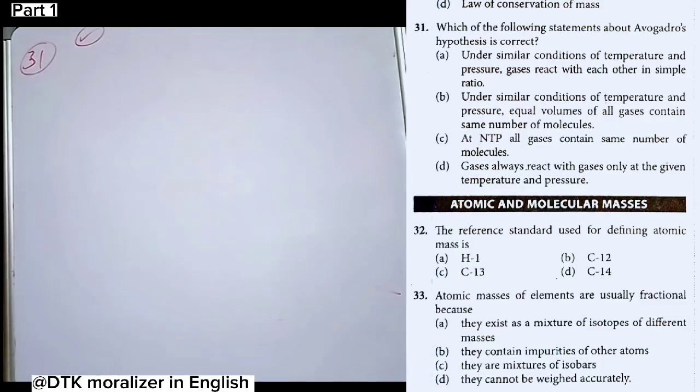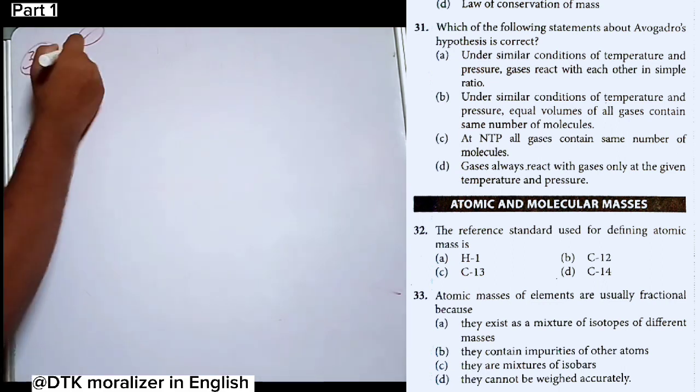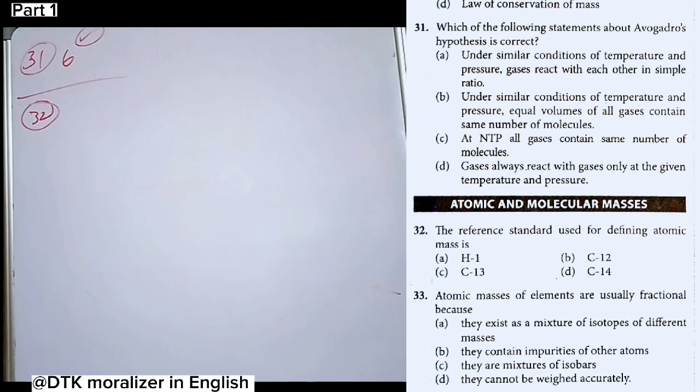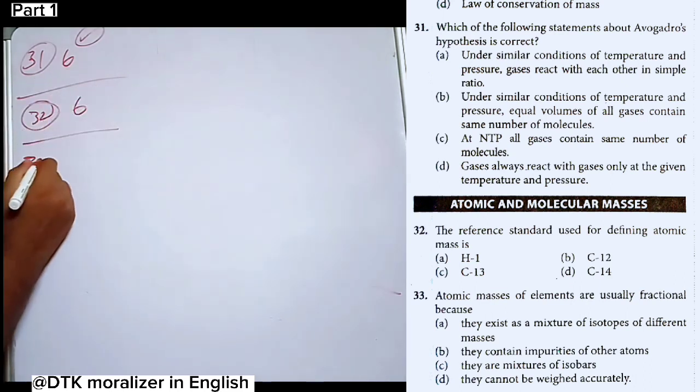Now question number 31. Which of the following statements about Avogadro's hypothesis is correct? Under similar conditions of temperature and pressure, gases react with each other in simple ratio. Under similar conditions of temperature and pressure, equal volumes of all gases contain the same number of molecules. That would be right. At NTP, all gases contain the same number of molecules. No, gases always react with gases only. No, temperature and pressure.